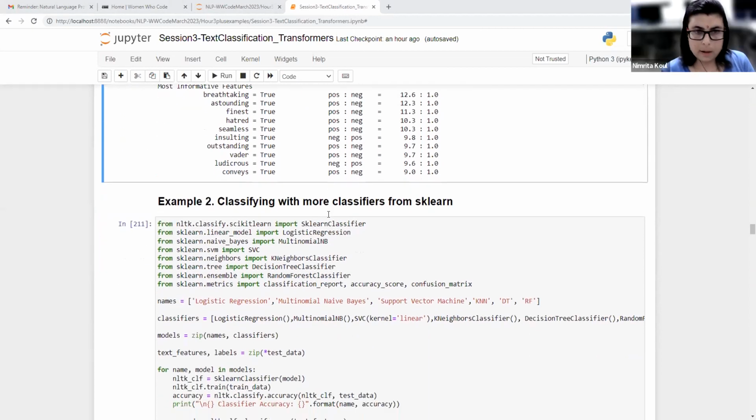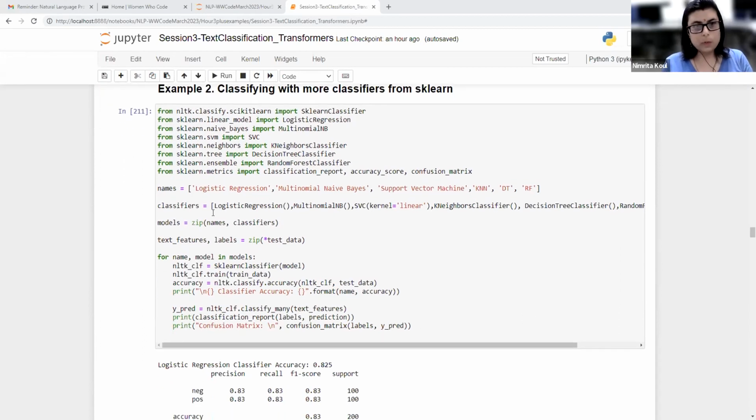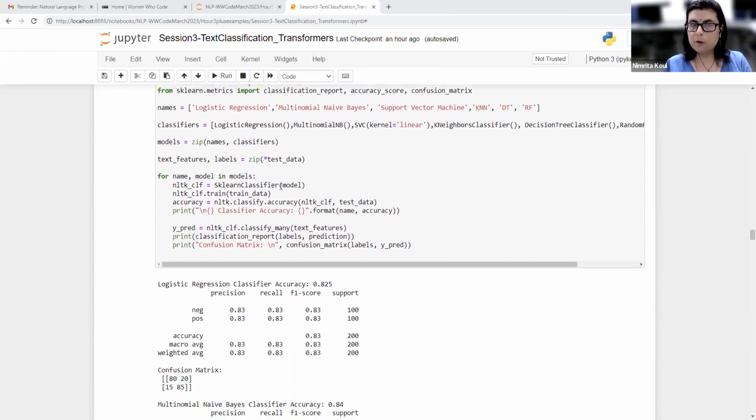Yeah, sure. So we'll go ahead and cover classification using sklearn. Sklearn is a very well used library for ML tasks in general, and it also has very good support for text classification and text data preprocessing. So for that, we import the sklearn classifier object from nltk.classify.sklearn. We also import the algorithms: logistic regression, multinomial naive Bayes, support vector classifier, k-nearest neighbor classifier, decision tree, and random forest. These are the classifiers we'll be using to fit a model, and then we'll compare how they do with our data set. For doing this, we create a list of names of classifiers and a list of actual algorithms of the classifiers. We zip them together, and then in this for loop, we are training every one of our models one by one.